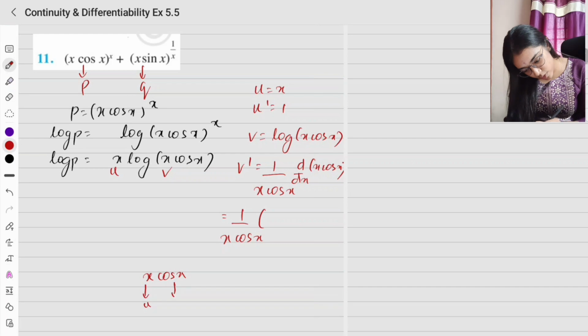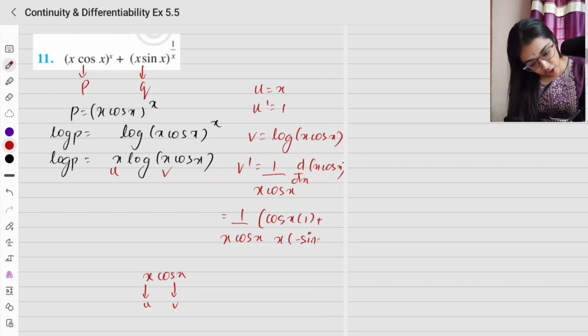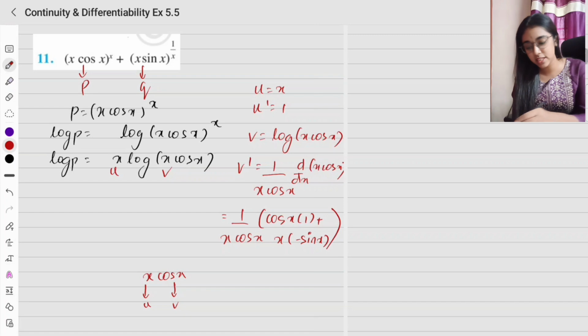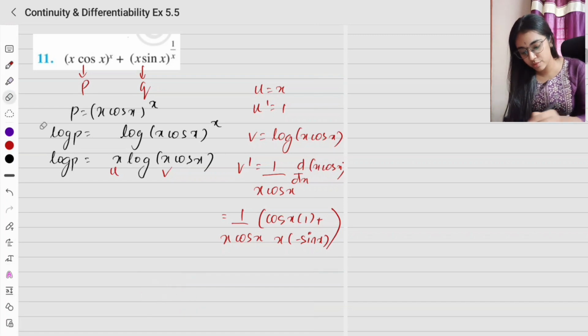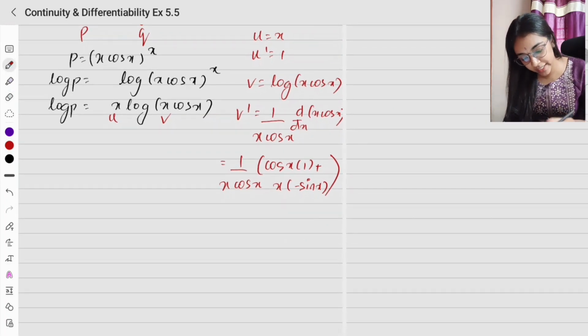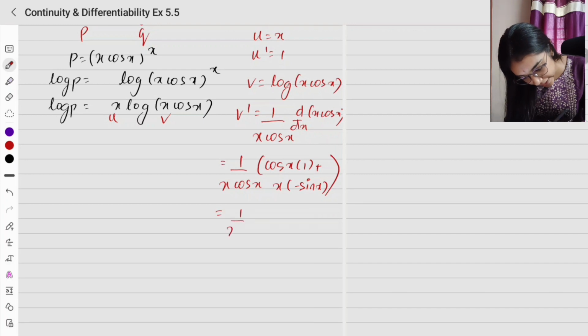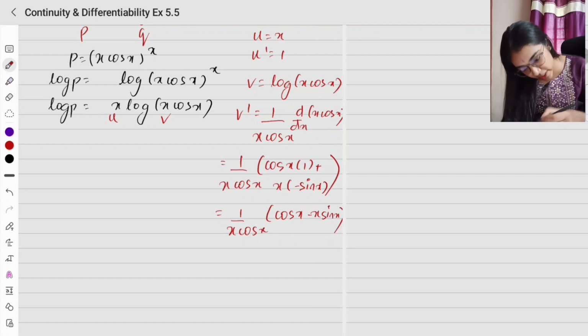Again this is my u, this is my v. So v u dash plus u v dash, which is x times minus sin x. Cos x's derivative is minus sin x. We saw this just two questions back. So what do I have? Equals 1 by x cos x times cos x minus x sin x. So this is my v dash.